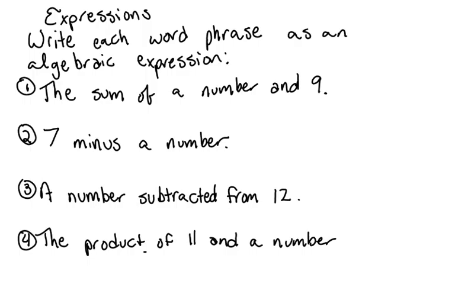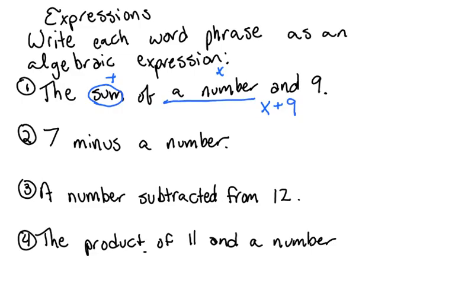So for the first one, the sum of a number and 9. Here, the key is to know that the word sum means the answer to an addition problem. So if I know that, and I want to show that, a number is the part that I don't know. So I'm going to call that x. So to write this in symbols, I would say x plus 9. That would be the sum of a number and 9.